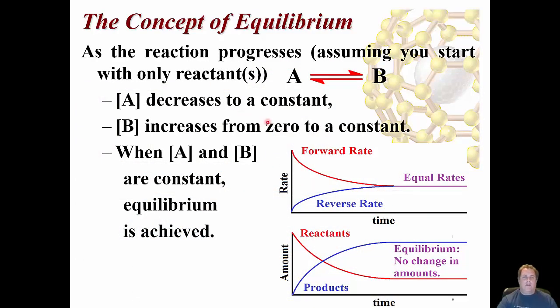To put some words to this, if we look at a very generic reaction, with A being our reactants, B being our products, assuming we start only with A, A is going to decrease until it reaches a constant amount. B is going to increase until it's constant, and therefore the forward and reverse reaction rates will be equal. The concentrations of the reactants are going to go down until they plateau off. The products are going to increase until they plateau off, and we see at equilibrium the concentrations don't change.